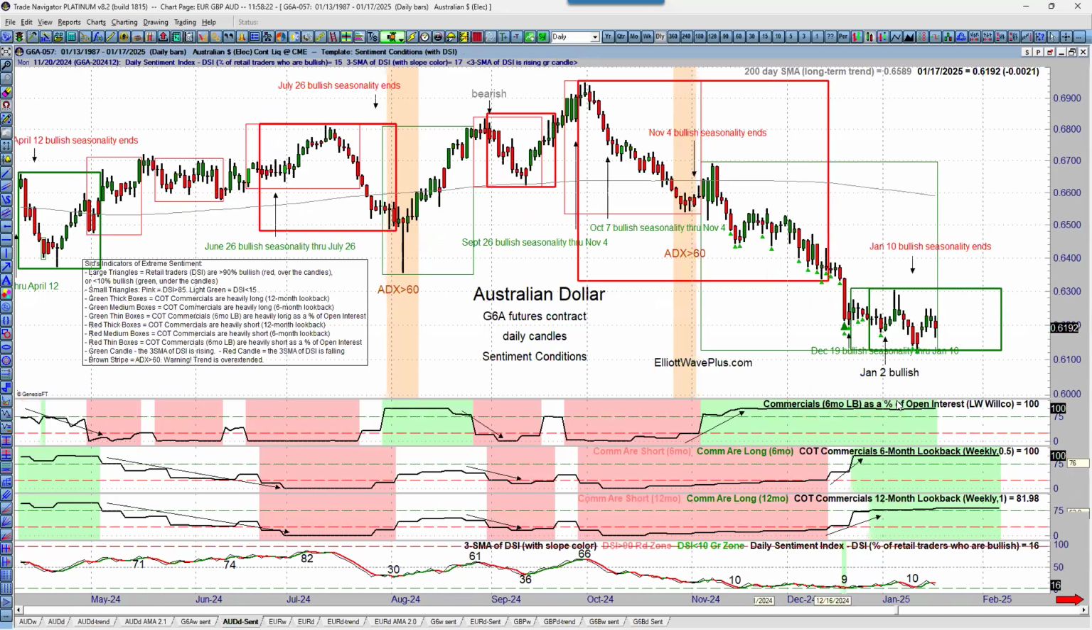The daily chart, all three measures of commercials are heavily long on the Australian dollar. Recently, only 10% bulls on retail. That's a perfect storm of bullishness. It is off its lows a hair, so we may have seen the bottom tick. It's been a really, really sticky downward trend in all of these currencies against the US dollar.